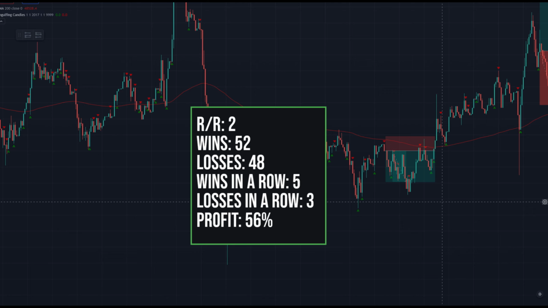So as you can see, we have a profit of 56%. That's pretty good if you ask me. And this is completely because of our high risk rewards ratio. It's 2. So yeah, 56, not bad at all, not bad.